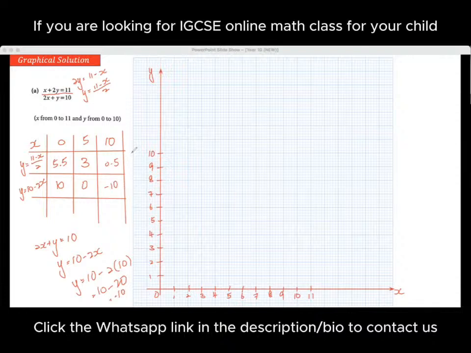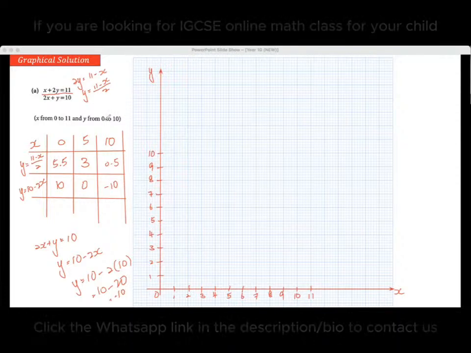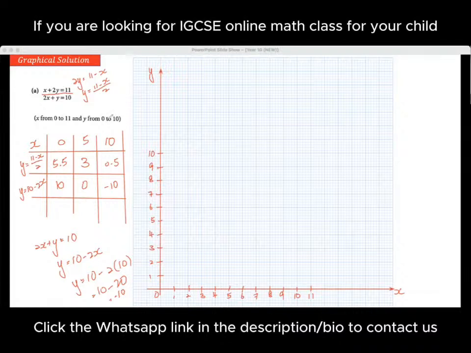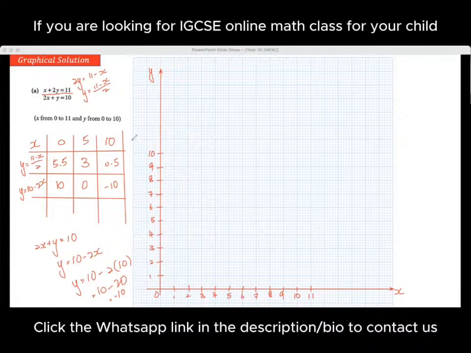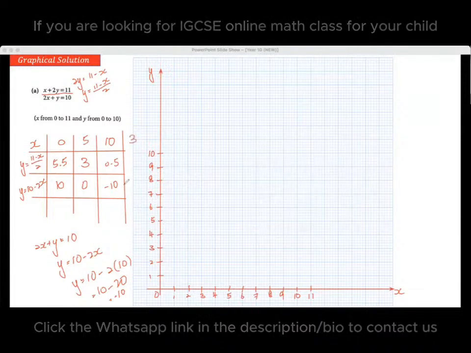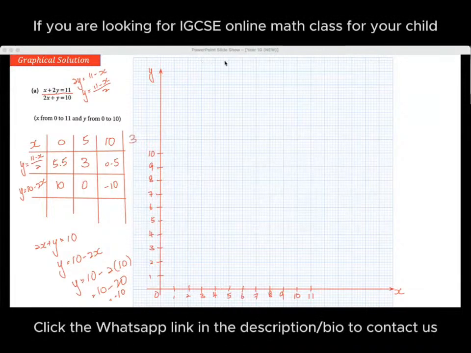So because the graph is asking us for y from 0 to 10, it is not negative 10. So what I can do is I try one more in between 0 and 5. So let's say I will try 3. Okay, so I put it this way.